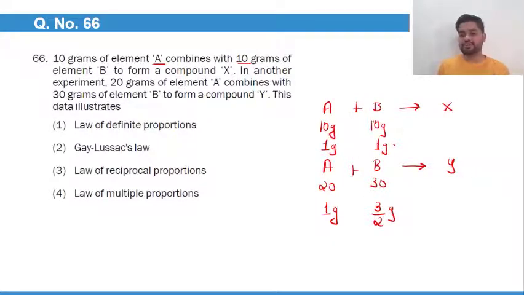And if I take the ratio of B to B, it comes out to be what? 2 is to 3. Right. So similarly, can I say that 1 gram of A combines with B in the ratio 2 is to 3 in two different reactions, and that proves what? It is law of multiple proportions. Okay. So out of all these things, option number 4 is the right answer.